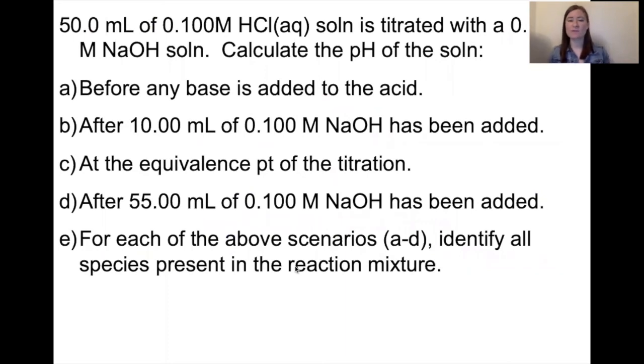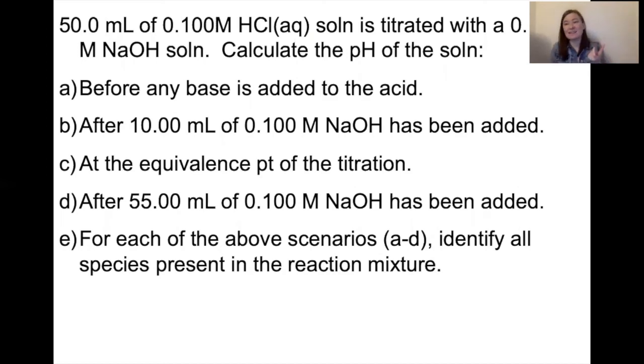So the last part of this question is asking us to identify all the species present in the reaction mixture in all 4 parts. They really mean present in non-negligible amounts. Before any base is added to the acid, we're starting with an acid solution. We're gonna have H+, and we're gonna have Cl- in our beaker. Of course, there's water for all the parts.